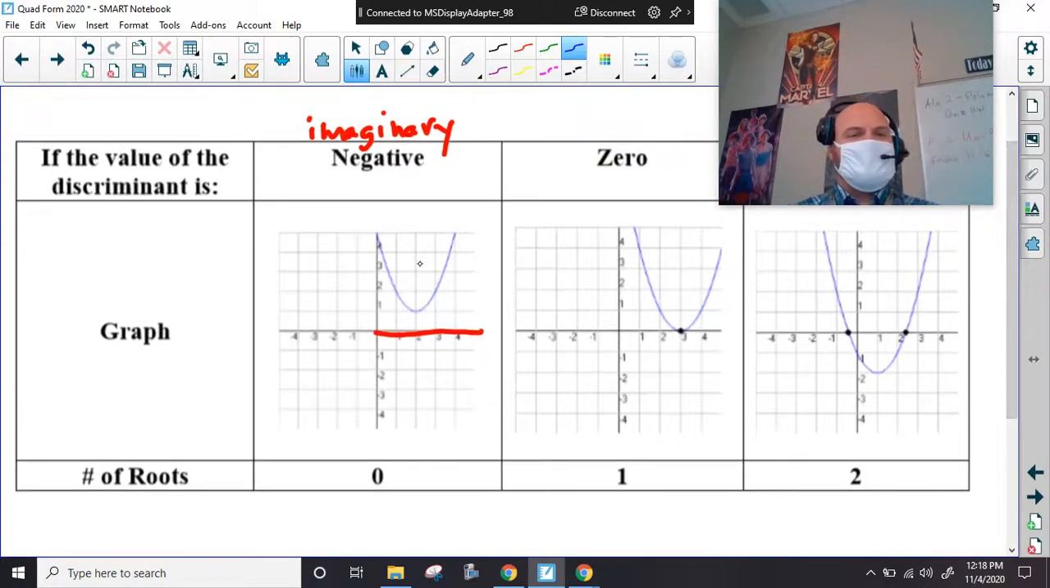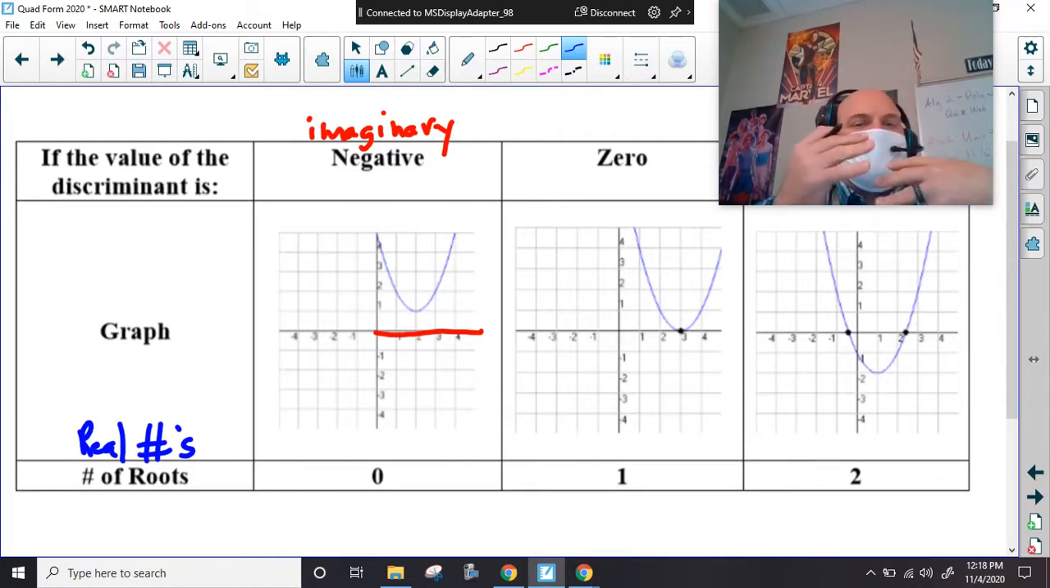So, again, when it's saying number of roots, this is the real numbers. And we have to say that because apparently long ago somebody said, wait a minute, what if you were to take a square root of a negative number? It wouldn't be a real number, it would be imaginary.